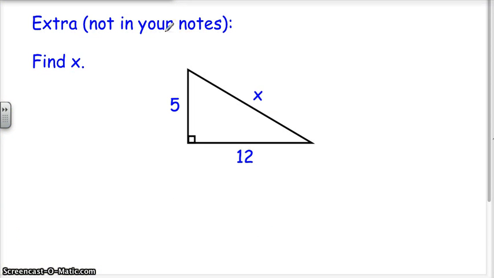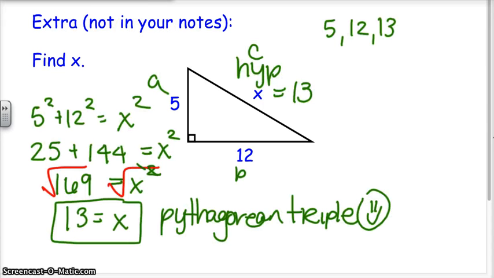All right, here's one more. It's not in your notes. Please pause the video, see what you get as an answer. All right, take a peek at my answer. So I took 5 squared plus 12 squared equals x squared. This problem is different from the one in your notes because here the hypotenuse is unknown. The one in your notes, the hypotenuse was known.